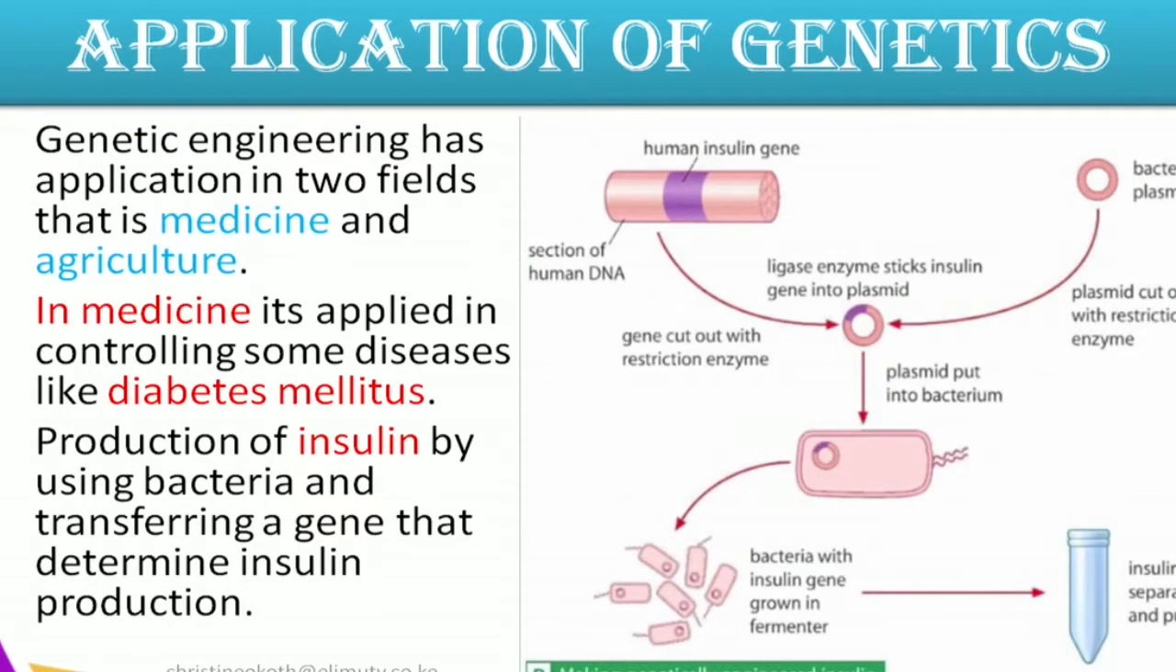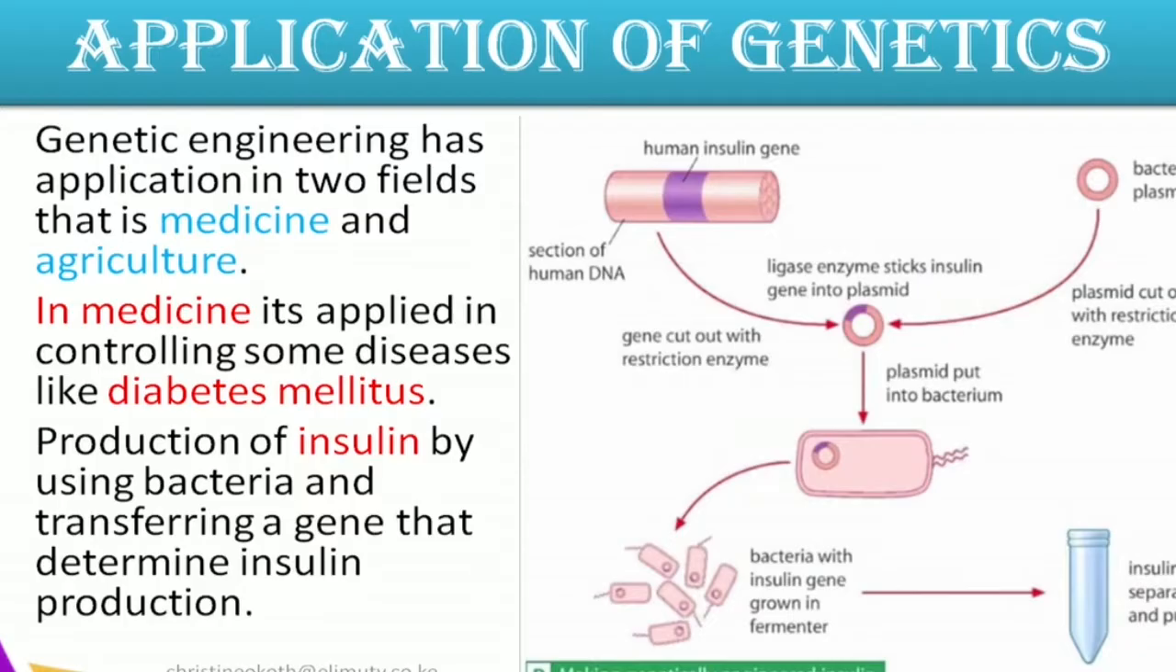So genetic engineering has been applied in two major fields. One is in the field of medicine and the other one is in the field of agriculture. So we're going to look at all these areas. First, starting off in the field of medicine, it is applied in controlling some diseases, for example, diabetes mellitus. So it is used in the production of insulin by using a bacteria.